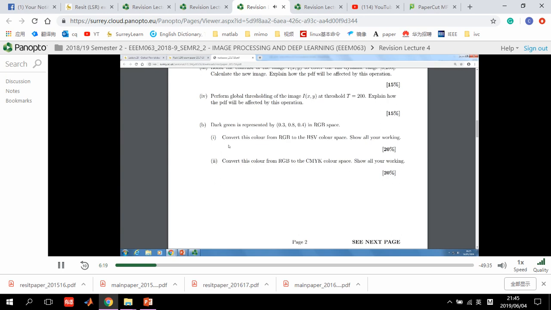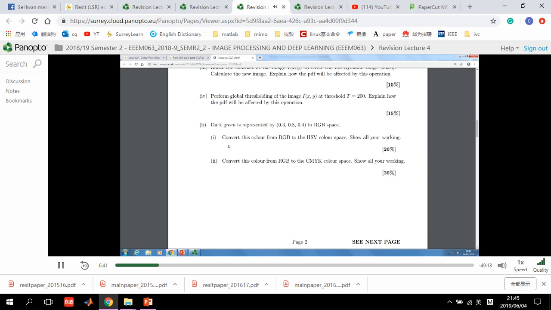Okay, so we've got RGB. The RGB values are normalised. They're 0.3, 0.8, 0.4, and it's asking for conversion into HSV space. Okay, so how do we calculate the V?